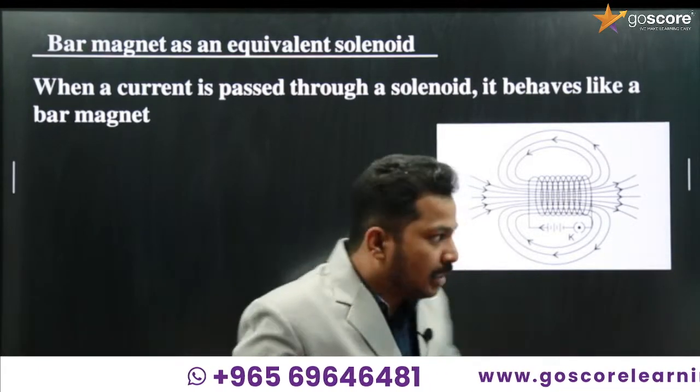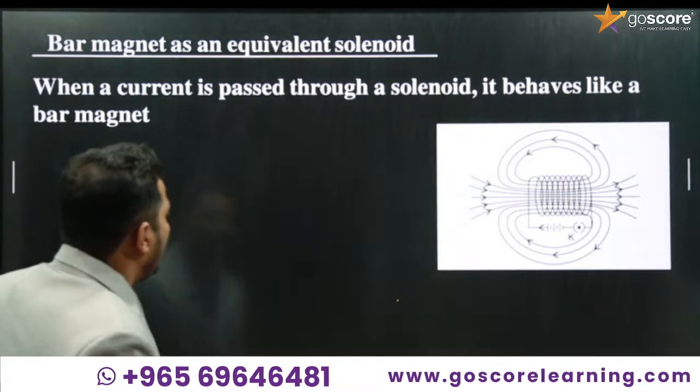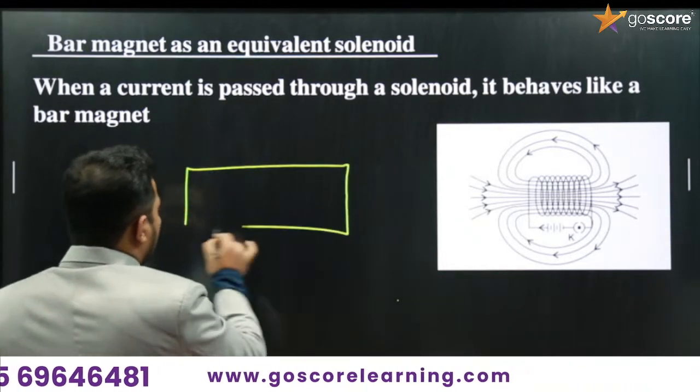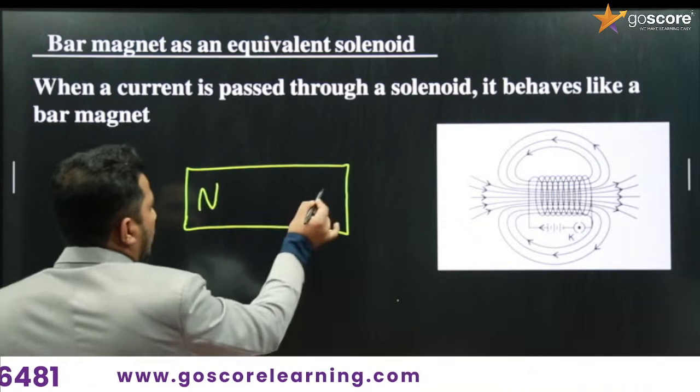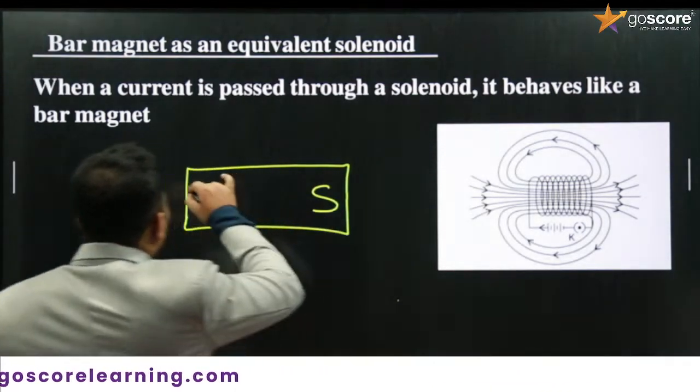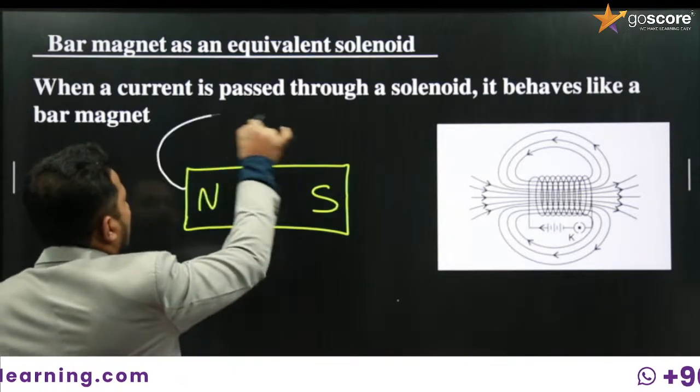Let's see what the similarities or resemblances with a bar magnet are. You are familiar with a bar magnet, right? Imagine this as a bar magnet, with a north pole and a south pole. How will the magnetic field lines of a bar magnet look? It will be like this, starting from the north pole and ending in the south pole.